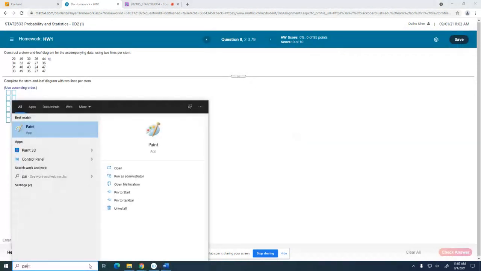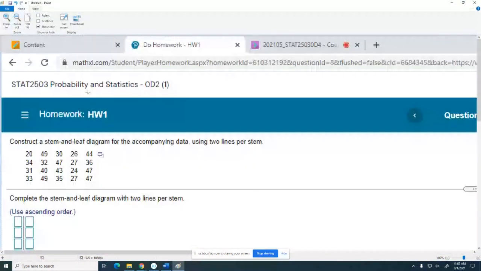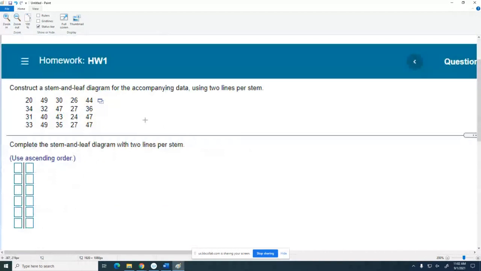Some of you already finished homework number 1, right? But if you didn't, then let me give you a tip. In number 8, we make the stem and leaf, right? So please look at the 20 cases. MyLab is a computerized system, so you might not have the same values, right? But here are my 20 cases.